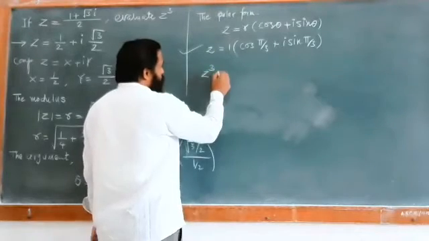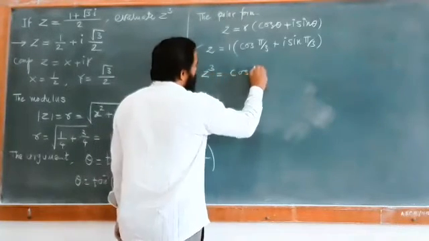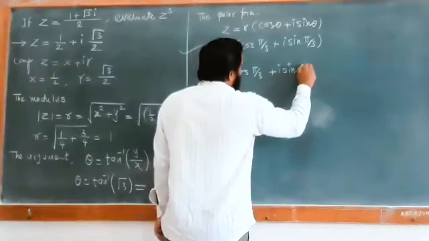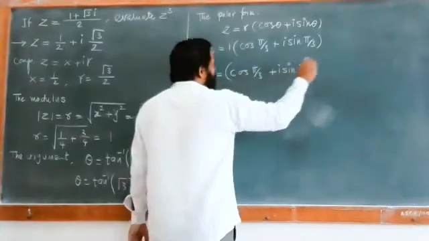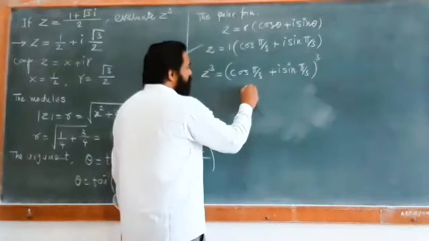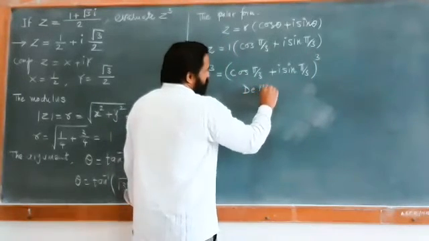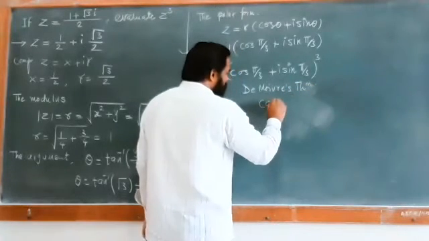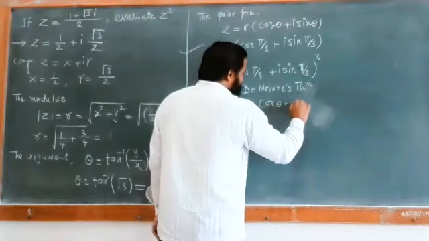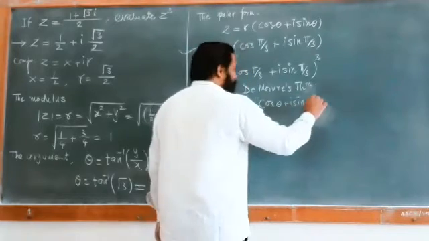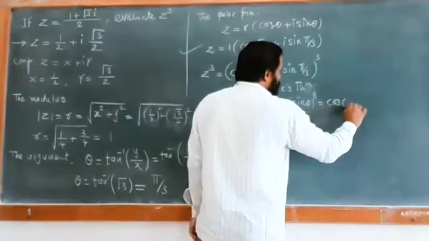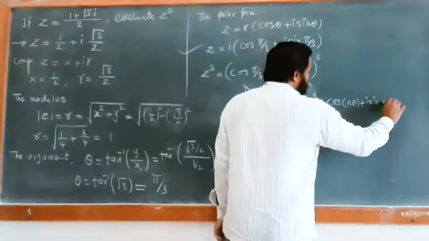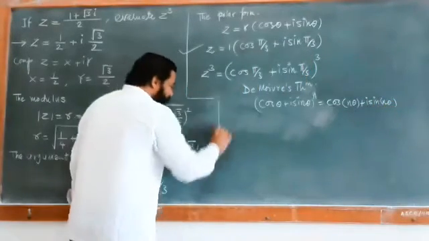So this is z cube which is equal to cos of pi by 3 plus i sin of pi by 3, raised to the power 3. And according to our de Moivre's theorem, what is de Moivre's theorem? It is cos of theta plus i sin theta raised to n equal to cos of n theta plus i sin of n theta.